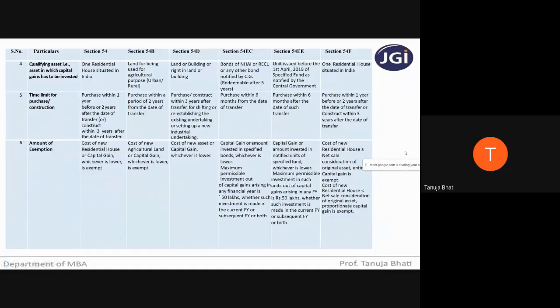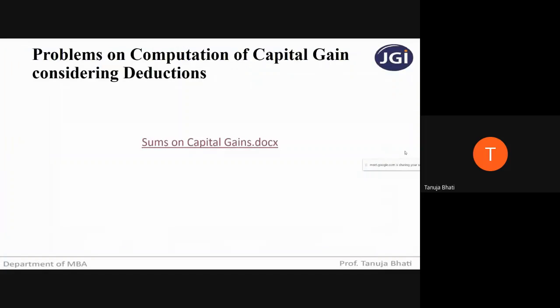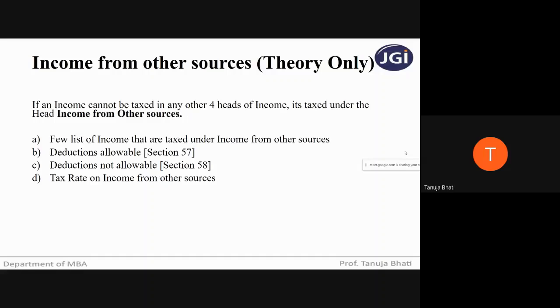To be revoked, that also has to be checked in. Next, income from other sources. We have only the theory part. So what is income from other sources, students?